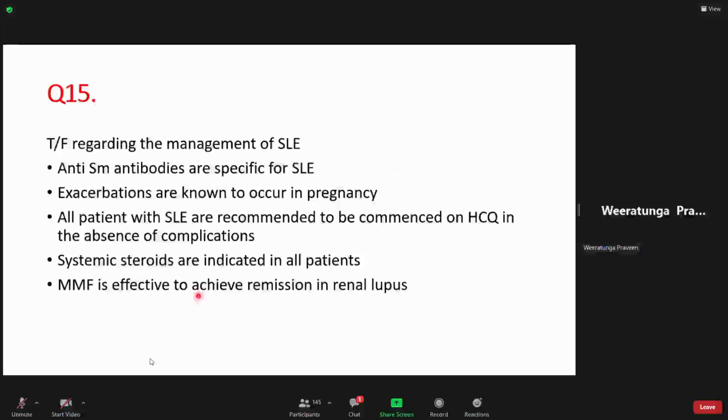Right. And in the long case, we discussed renal lupus management. As a general rule, if they have life-threatening disease like class 4 lupus nephritis, aggressive renal disease, you use high dose steroids and things like cyclophosphamide or MMF.